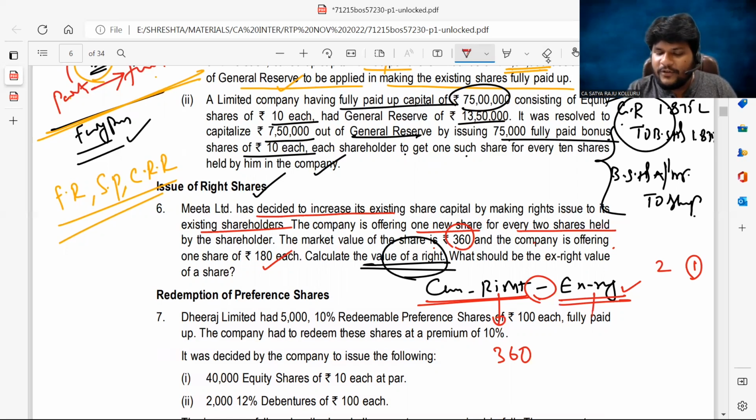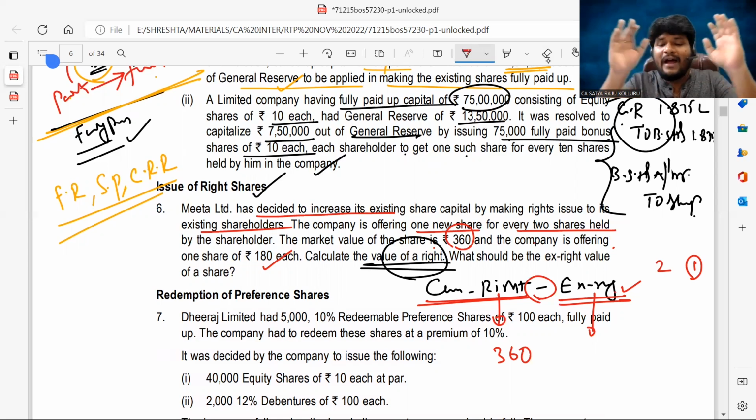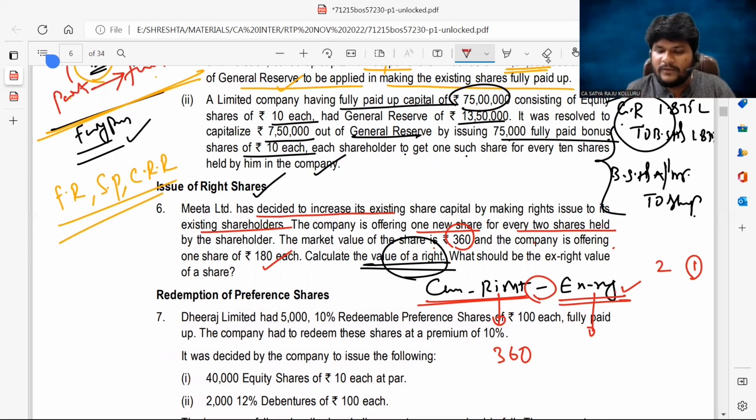Do you know the formula for ex right share? We already discussed. The formula for ex right shares is the total value of the existing shares. Total value of the existing shares means, first, existing 2 shares, each share value 360, plus we are getting 1 right share for every 2 shares. That is the proceeds from right shares. How much money is the company generally getting? Proceeds from right share 180, for 1 share, divided by the total number of shares after issue of right shares, 3. The theoretical ex right share price formula is the existing value of the shares plus proceeds from right shares divided by the total number of shares after issue of rights.